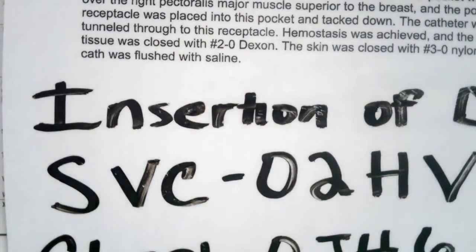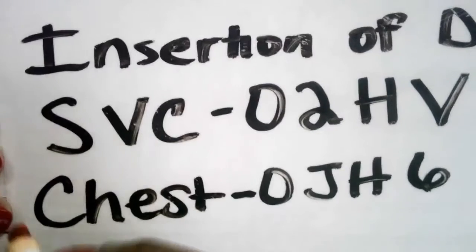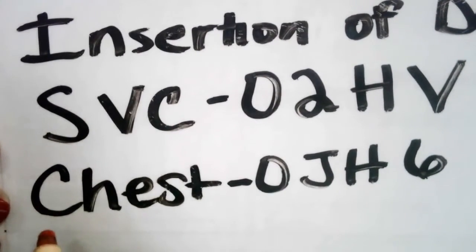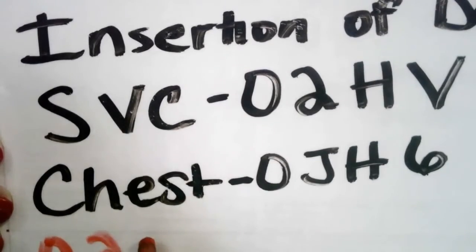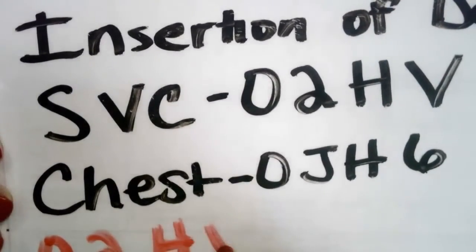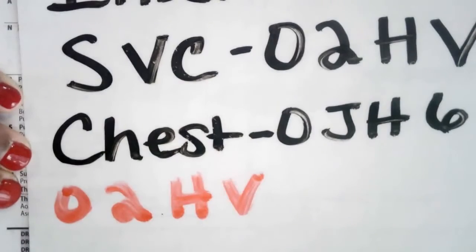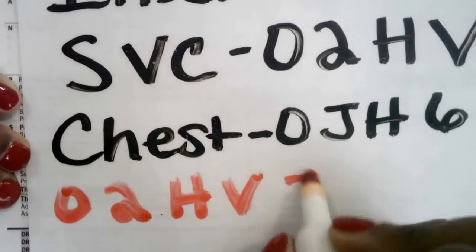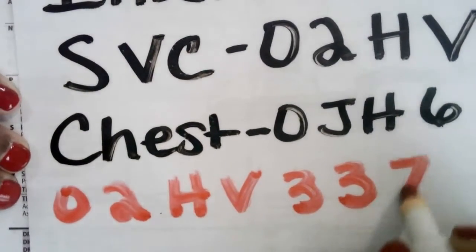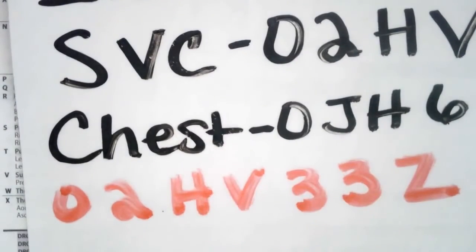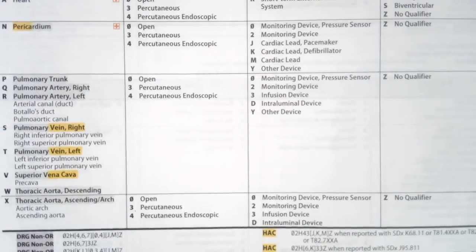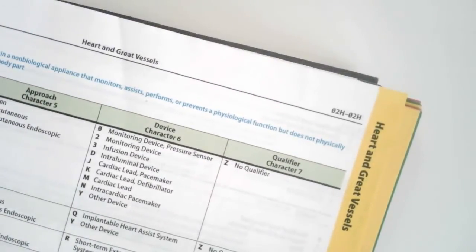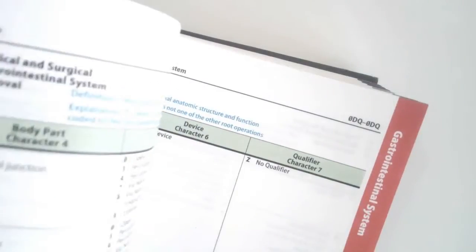All right, I'm going to use a different color here. So final code for the superior vena cava, 0 to H, and I'll move this up in a second so you guys can see, 0 to H, 3, 3, Z. All right, now we must do our procedure on the chest, and for there we were told to go over to table 0JH.